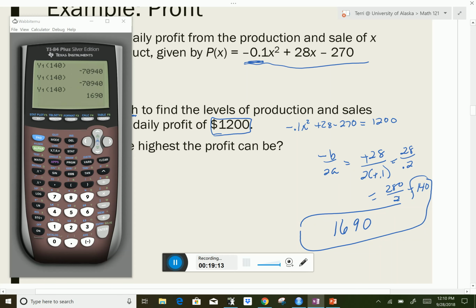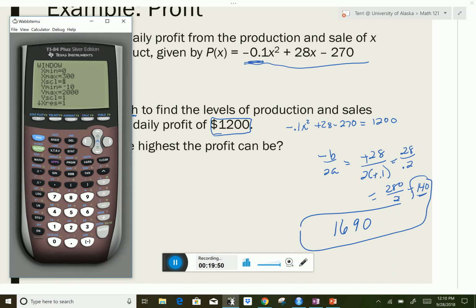So at 140, our level of profit is 1690. So let's go and look at this now. Now we know where to set the window. I'm just going to start with 0 and go up to 200. It says it stops at 140, but let's go a little more. Let's go 300, because that puts my top in the middle there. I'll just do negative 10 for the minimum. That's fine. I think this is a little overkill too, so let's do 2000.